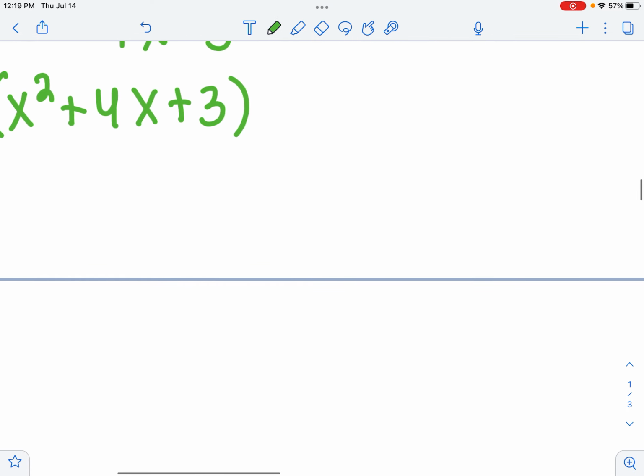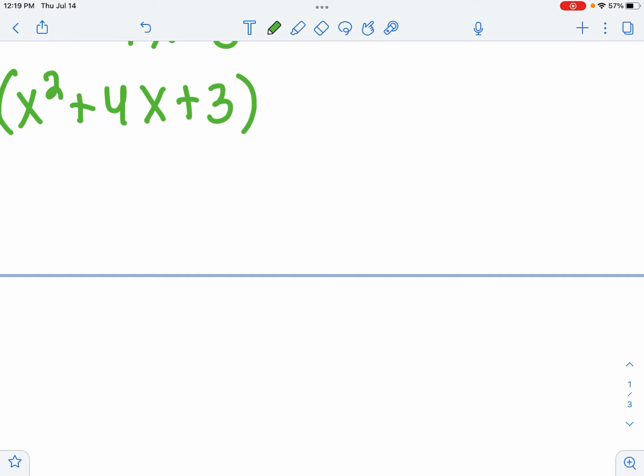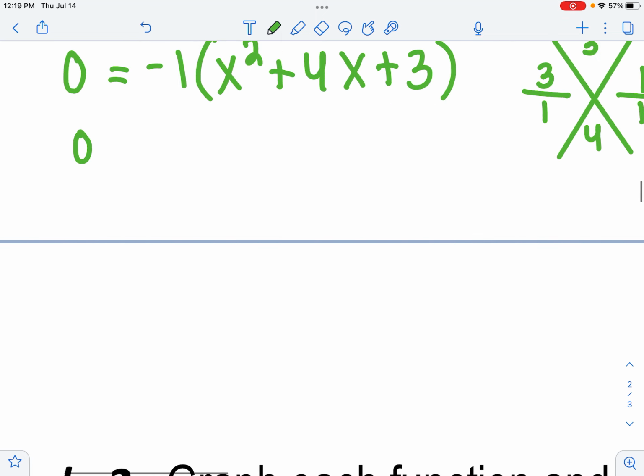All right, so now I'm going to factor what's left inside these parentheses. So I am going to make my little organizational x. a times c is 3, b is 4. Two numbers that multiply to give me 3 and add to give me 4 are 3 and 1. And divide by a, which is 1. So I have x plus 3 and x plus 1. So I have 0 equals -1 times (x plus 3) times (x plus 1).